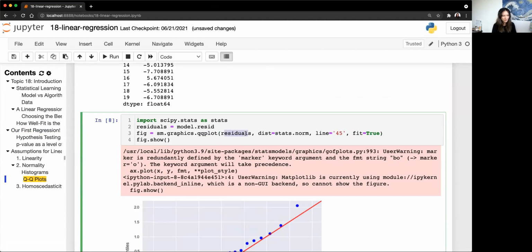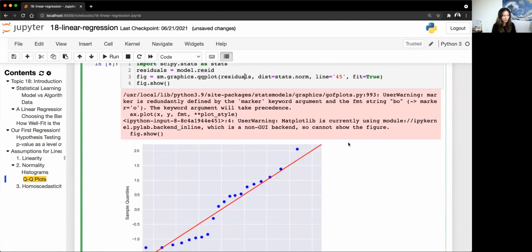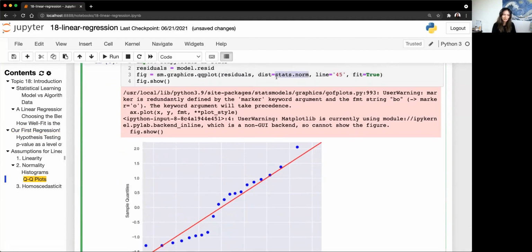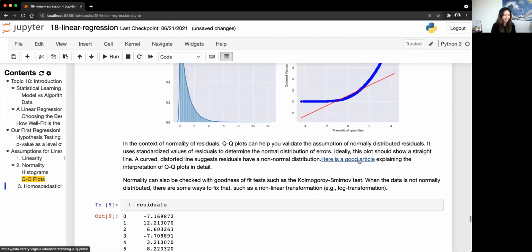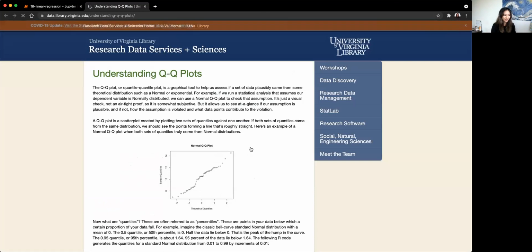Feed in the residuals. The distribution that you want to compare it to is the normal distribution. We have this 45-degree line, and then this is our QQ plot. Basically, this is just showing us how it is distributed. If it's along the line, it's normally distributed. If it's off at the edges, it means it's either, I forget which way it is, but it's either too flat or too peaked. But there's an article here that just walks through different QQ plots and how to interpret them.